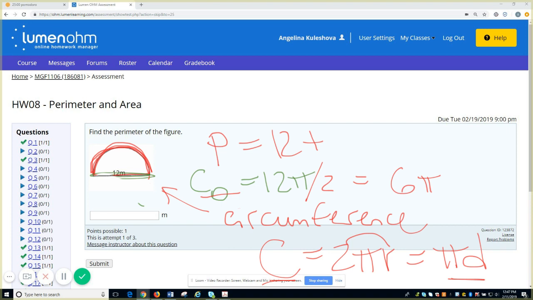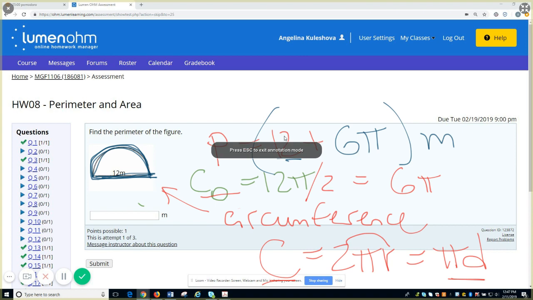So to my original 12 meters, I'm going to add on 6 pi. And that will give me the full perimeter of this figure. So this is the 12 plus half the circumference, which is 6 pi. Units are meters. And again, notice that we're not adding the 12 and the 6 because 12 does not have a pi next to it.